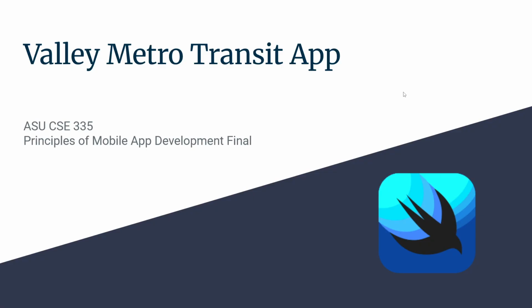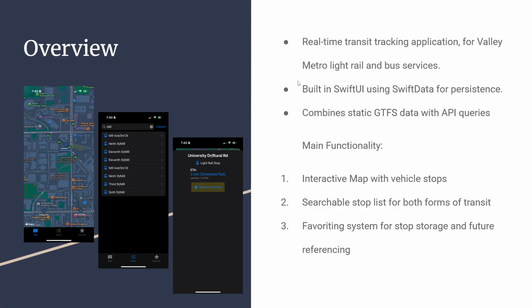I'm going to be showing you the technical presentation from a Valley Metro Transit application. The basic overview of it is that upon opening, it allows a view of the map annotated with markings for shuttle transit as well as light rail transit. You can also navigate through the toolbar along the bottom to stops and favorites.